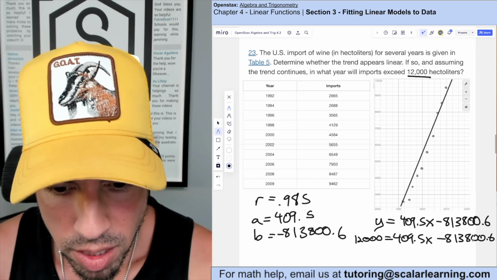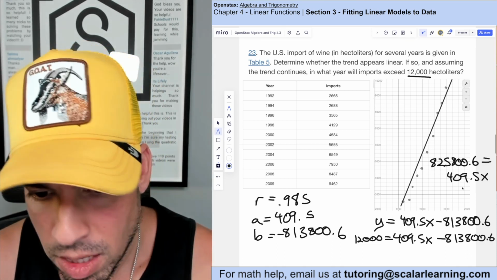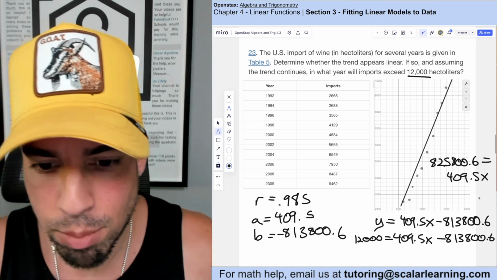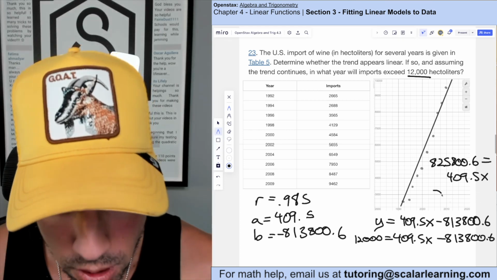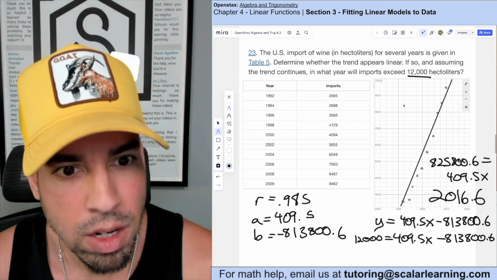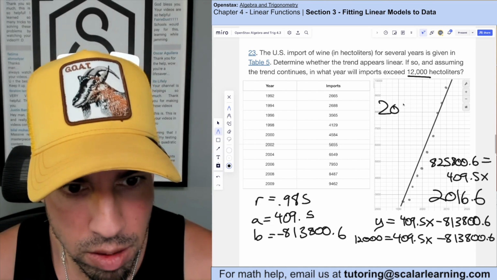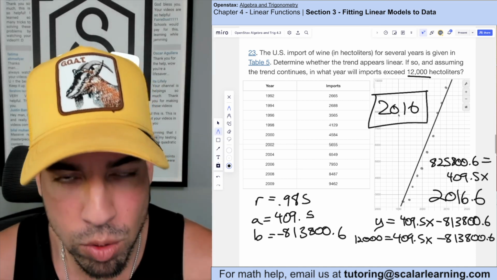Okay, so first step, we're going to add 813,800.6 to both sides. And last but not least, we're going to divide both sides by 409.5, and we get 2,016.6. So what this means is that it will exceed in the middle of 2016. So we say in the middle of 2016, boom, done.